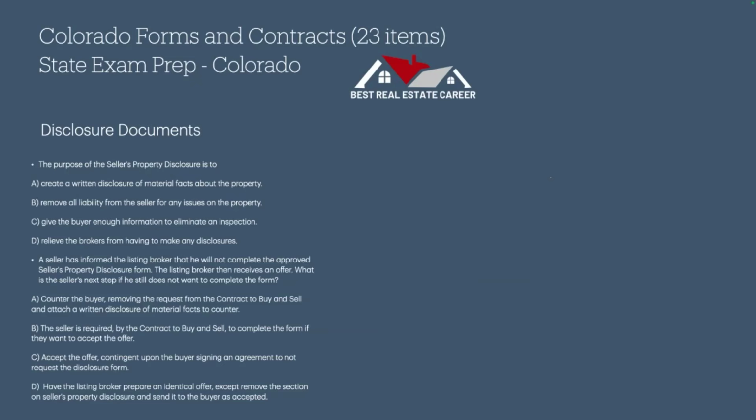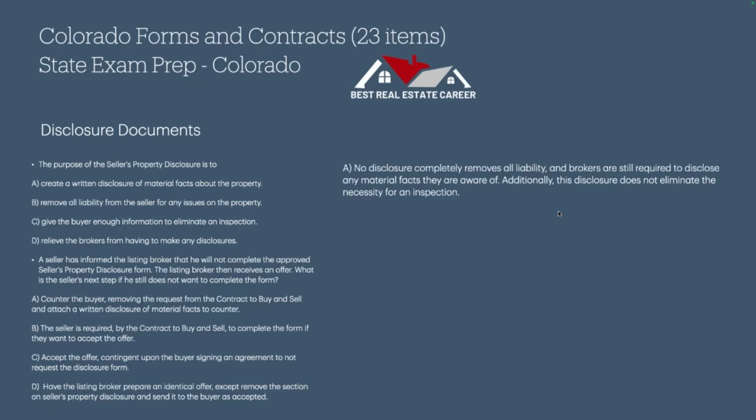As we're looking at this, the purpose of the seller's property disclosure is to create a written disclosure of material facts. No disclosure completely removes all the liability. And brokers are still required to disclose any material facts that they are aware of. Additionally, this disclosure does not eliminate the necessity for an inspection. All right. This is not in place of an inspection. Still get an inspection. Don't advise your client to pass on inspection. That's not good. That's how you get your E&O insurance tested.